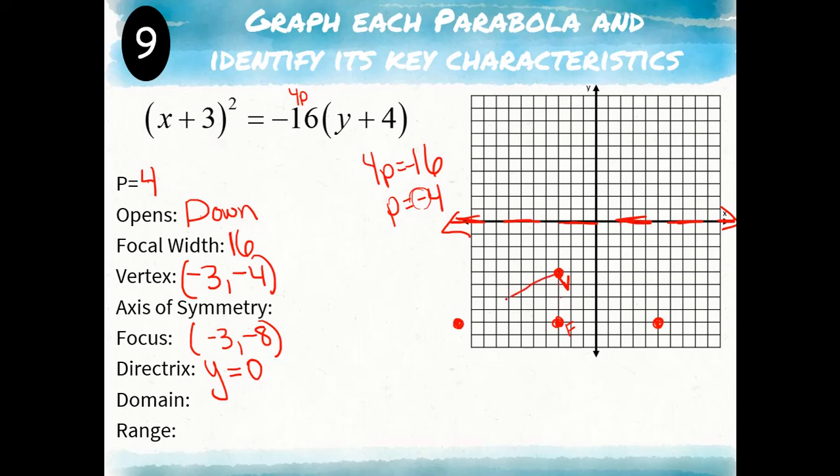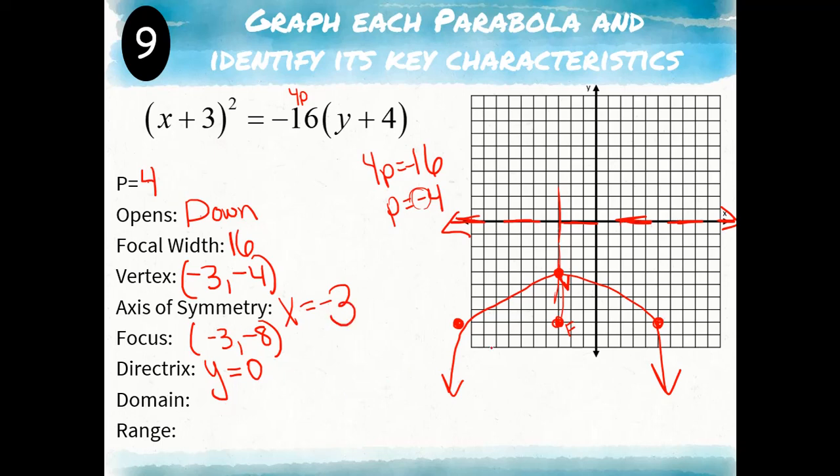Then I can connect my vertex to those dots. Missed that one by a hair. There we go. Now, my axis of symmetry can cut this parabola perfectly in half right there at x equals negative 3, because that's the x value I'm cutting through.